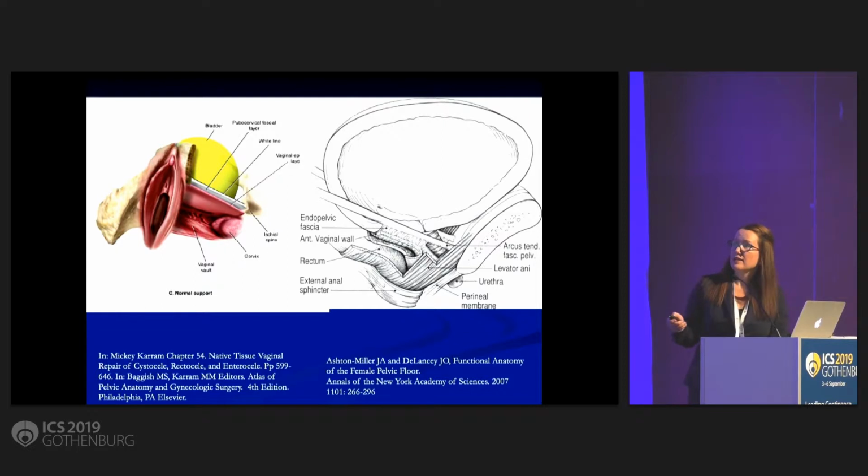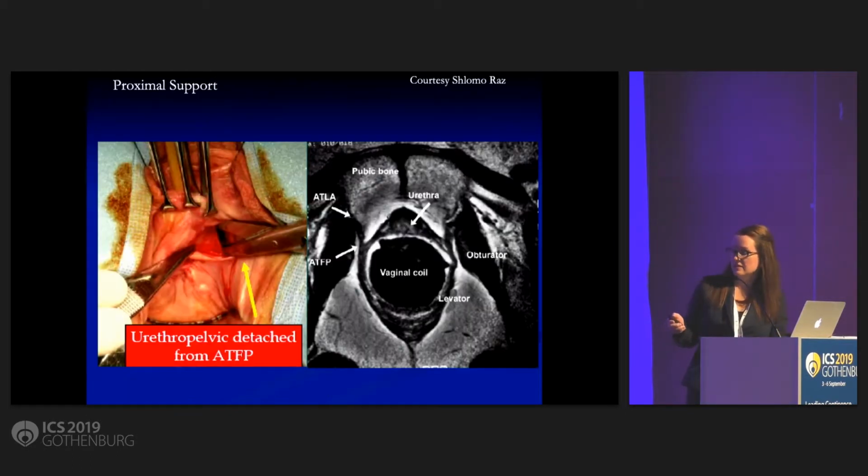So here we have the anterior vaginal wall, and we are looking at the periurethral support as continuation of the support of the anterior vaginal wall. Really, it is the condensation of the endopelvic fascia laterally. And that is best seen in this MRI image where you can see the urethra and the condensation of the endopelvic fascia laterally to the arcus tendineus fascia pelvis.